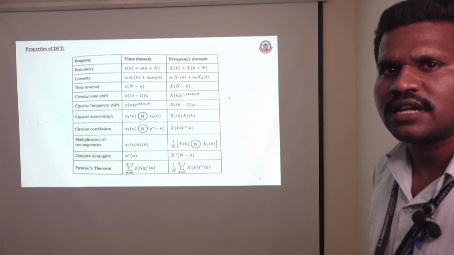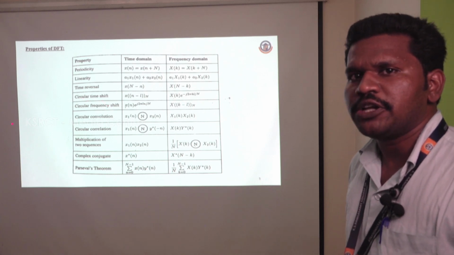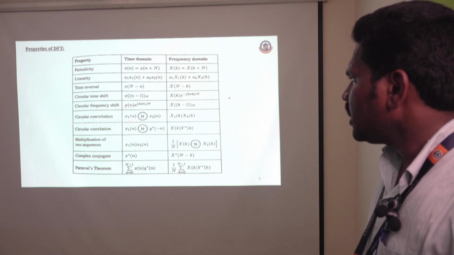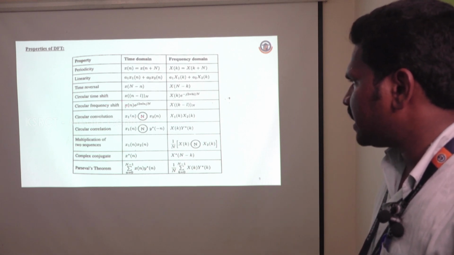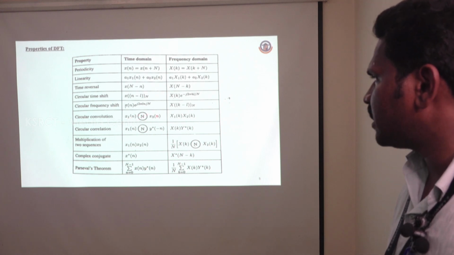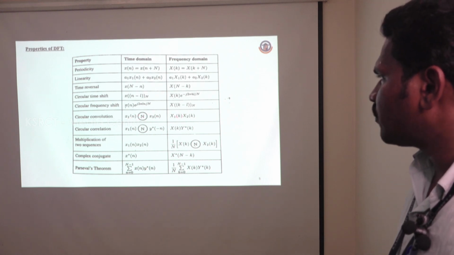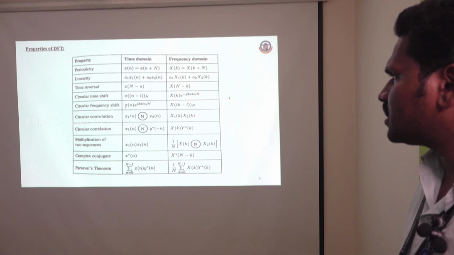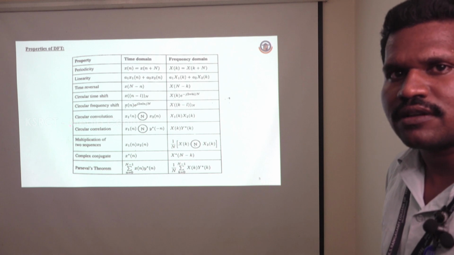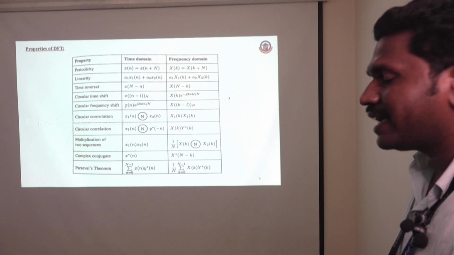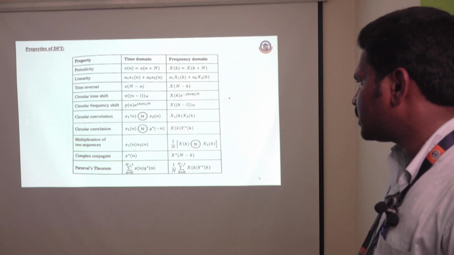Convolution means that two signals are multiplied. Here the circular convolution, that is x1 of n circularly convolved with x2 of n, where the n is within a circle and N is the number of samples, is equal to X1 of k into X2 of k. Like that, the circular correlation. So what is correlation? One signal is the real signal, another one is the conjugate signal. x1 of n circularly correlated with y conjugate of minus n. Therefore, you can get X of k into Y conjugate of k.